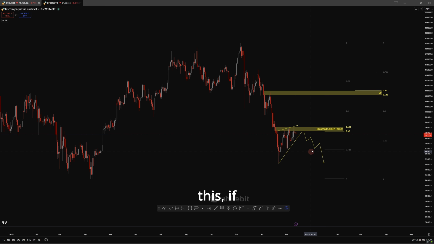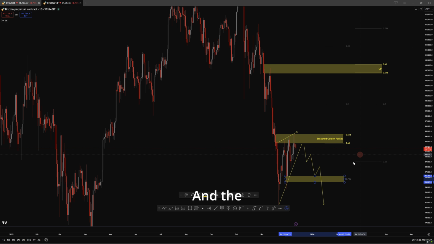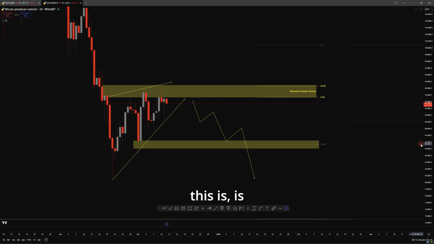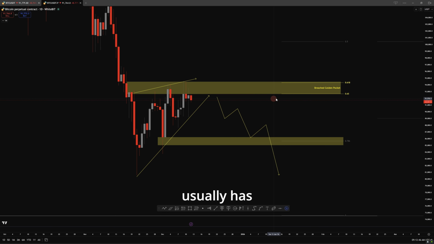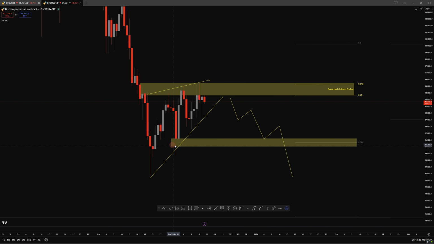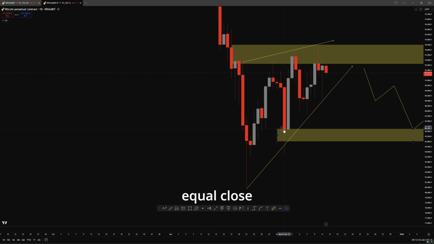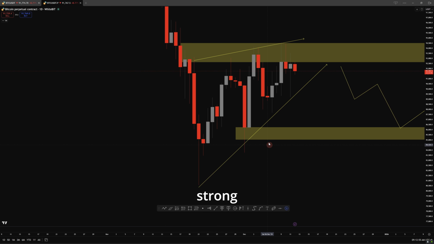Now our target for this, if you were to short in the short term, would be the 86.2k zone. The reason is that it lines up perfectly with the discount zone, 0.786. That is a target for if price has breached the golden pocket. It also lines up perfectly with this nearly identical equal close on the left with a strong wick.